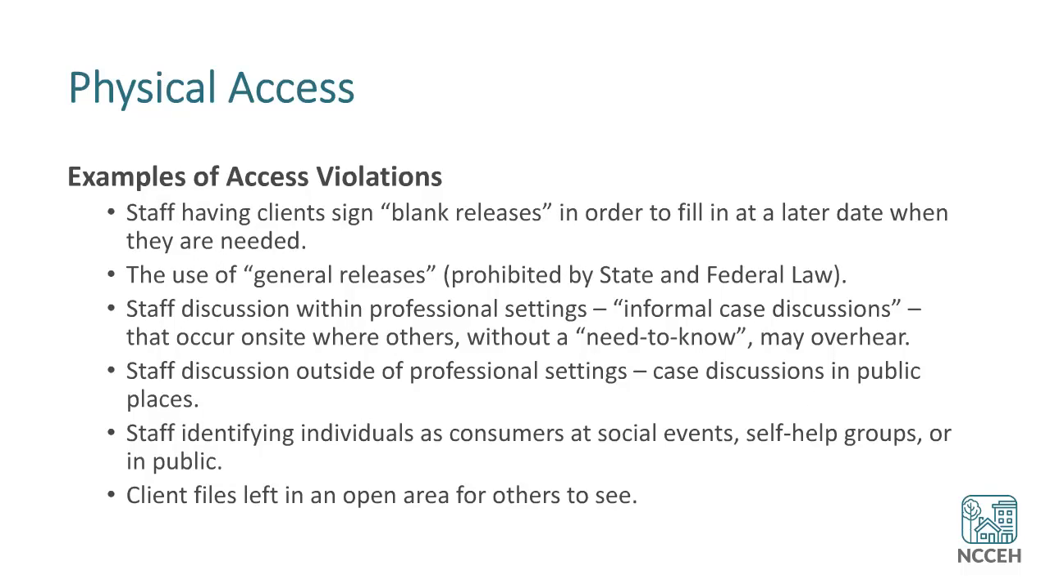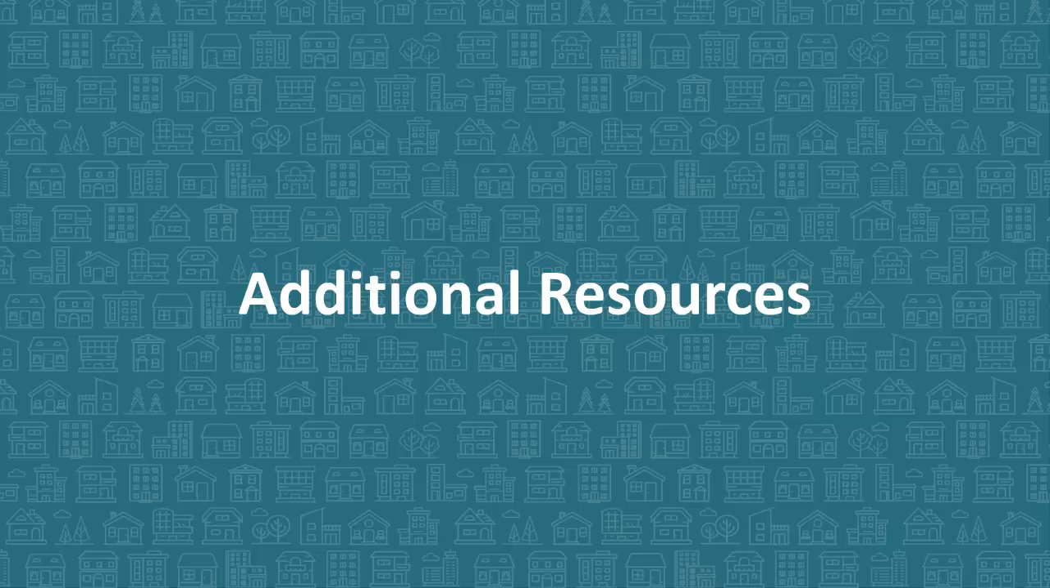Finally, here are some examples of access violations. Staff having clients sign blank releases in order to fill in at a later date when they are needed. The use of general releases. This is actually prohibited by state and federal law. Staff discussions within professional settings, or informal case discussions that occur on site where others, without a need to know, may overhear. Staff identifying individuals as clients at social events, self-help groups, or in public. Client files left in an open area for others to see.